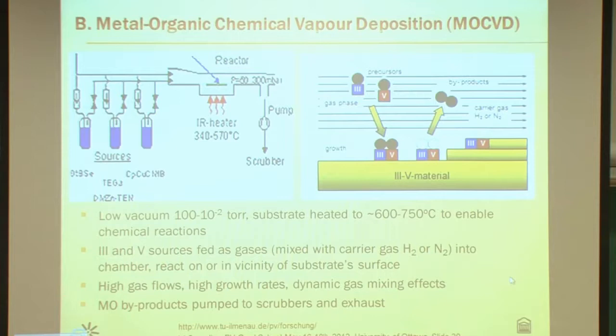These are typically run at high flow rates, so we can get high growth rates. There are all these dynamic mixing effects. It's also a low vacuum technique, so you can't get electron beams in there, ways of watching what's actually going on. It's a bit more of a black art, but high flow through as possible.